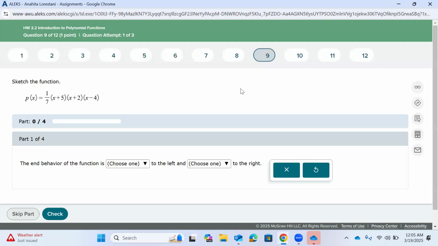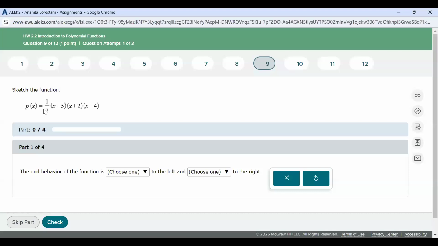So I want to go over graphing polynomials in ALEKS. So I just want to make sure I'm sharing my screen with you. Okay, so we want to graph the following function.